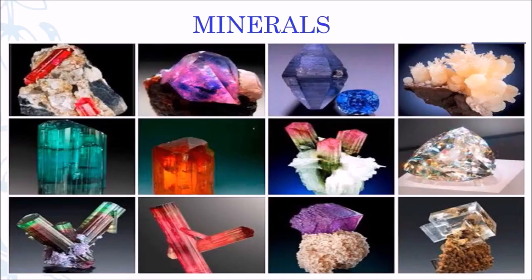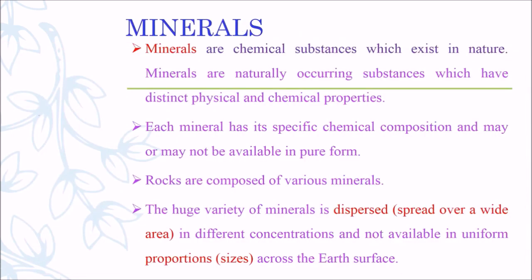Now we are going to see about minerals. Students, here we can see the pictures of minerals. First, we have to know what minerals are. Minerals are chemical substances which exist in nature. Minerals are naturally occurring substances which have distinct physical and chemical properties. Here, distinct means different. So, minerals are naturally occurring substances which have different physical and chemical properties.